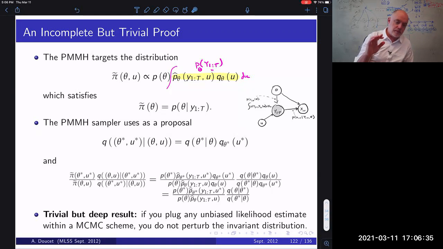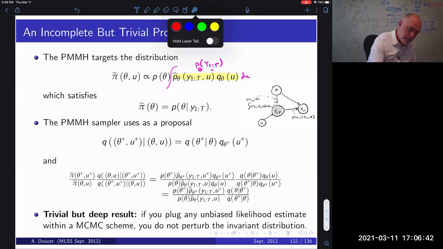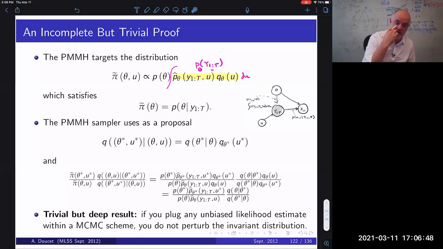So let's be clear. Here we're doing inference over this. We're doing full posterior inference, right?